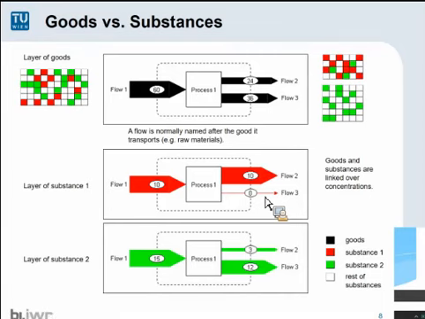And of course you can do the same for the green substances. Normally you do not have the information about the mass flows of a substance inside of a flow. What you have normally are some substance concentrations that you get from some analysis from laboratories and so on. So the link between the layer of goods and the layer of substances is via these concentrations.